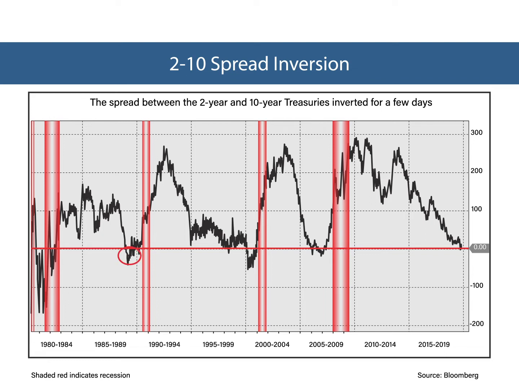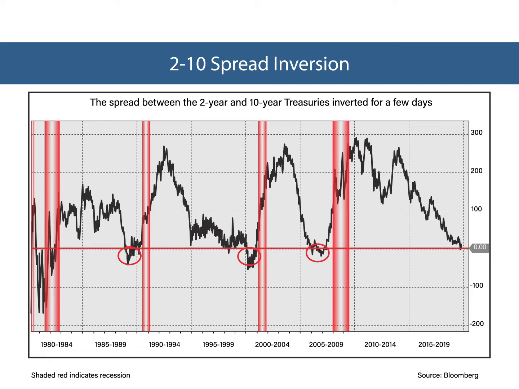Then in the late 90s, most of us remember the dot-com bubble bursting. We had an inversion and we were in a recession in 2001. Then in 2005, we had a very small inversion. It was quick and wasn't very pronounced and turned positive. But in 2006, it reinverted and we had the Great Recession of 2008-2009.